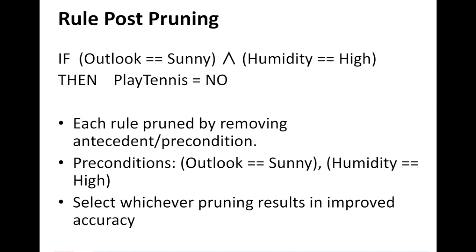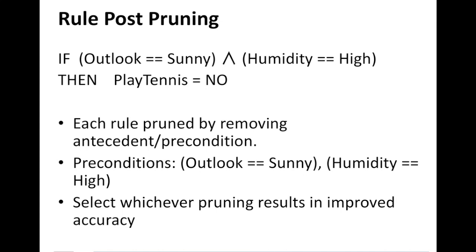Now you prune this rule. You take this rule and you prune it. You can now prune any of these conditions, right? If outlook is equal to sunny, that could be removed, or humidity equal to high, that could be removed as well. So any of these conditions that exist before the then. If there are a set of conditions that are conjuncted together with and, you can select any of these conditions and then prune it.